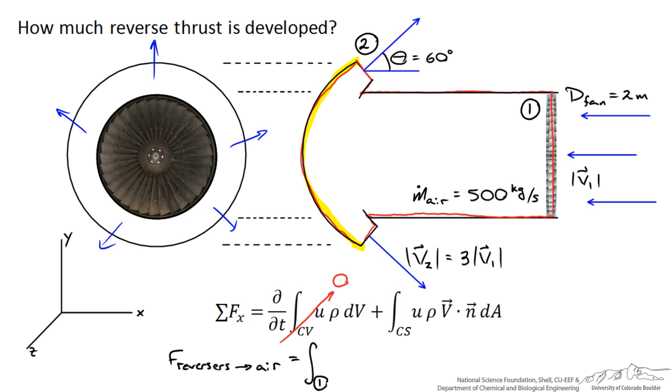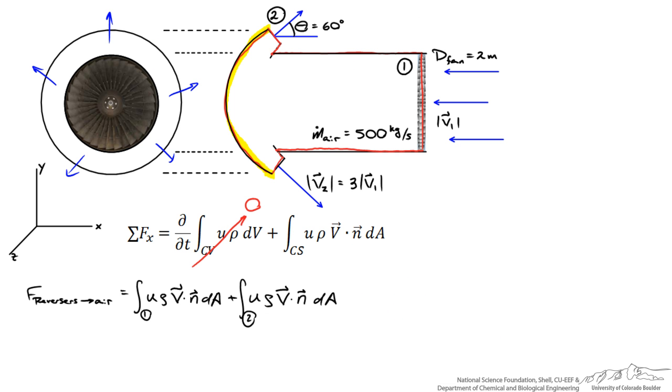The first one will integrate over the surface area of the fan. So we'll say u rho v dot n dA for the fan. And then surface 2 is the thrust reversers, and we'll integrate the same equation over the area of the reversers. Let's evaluate the dot products at these two surface areas.